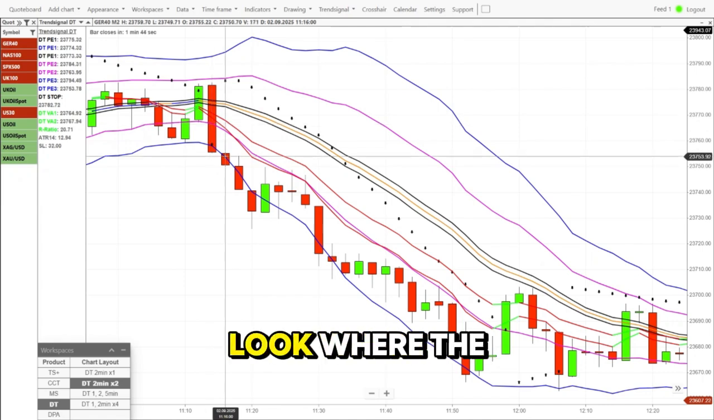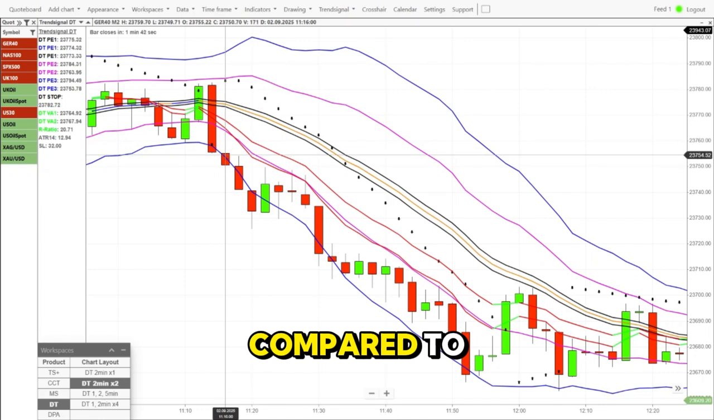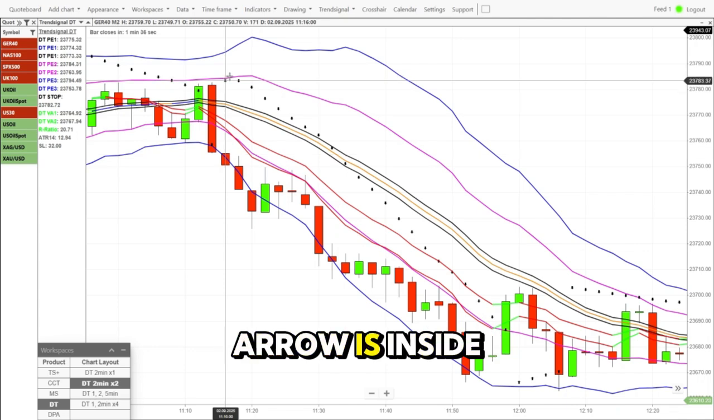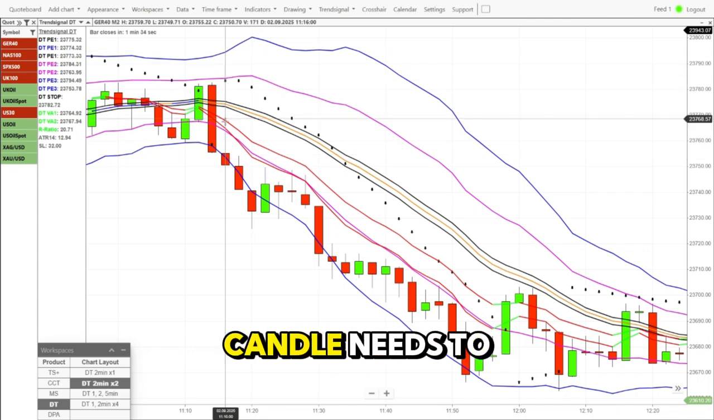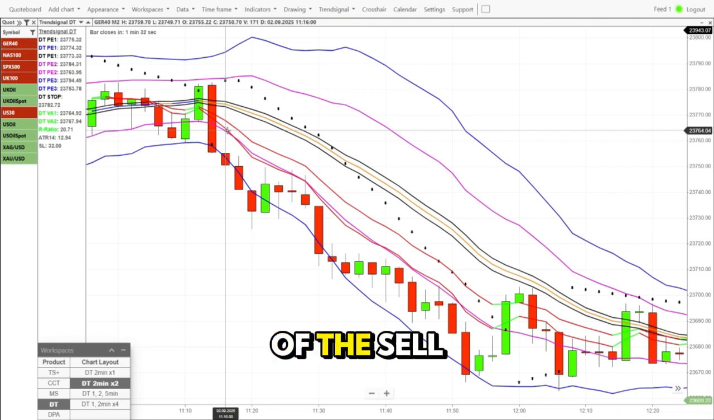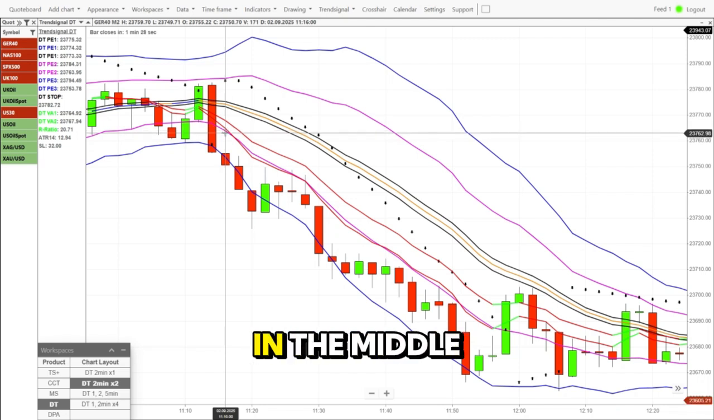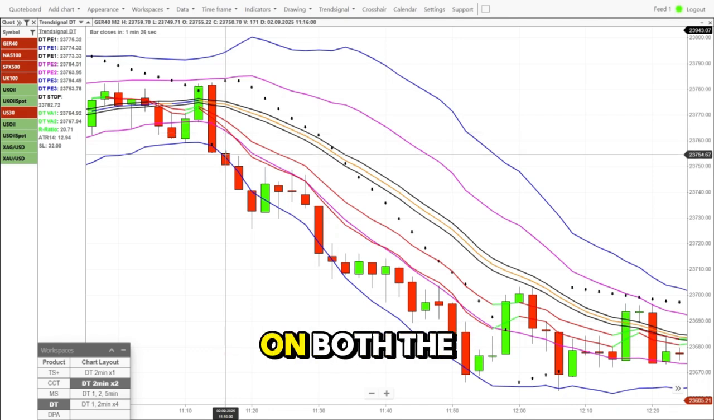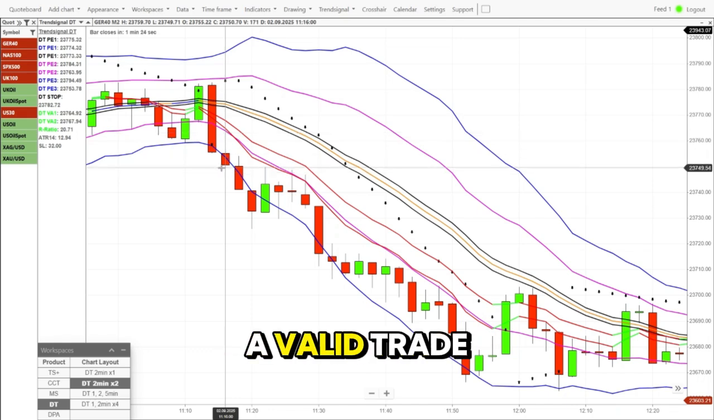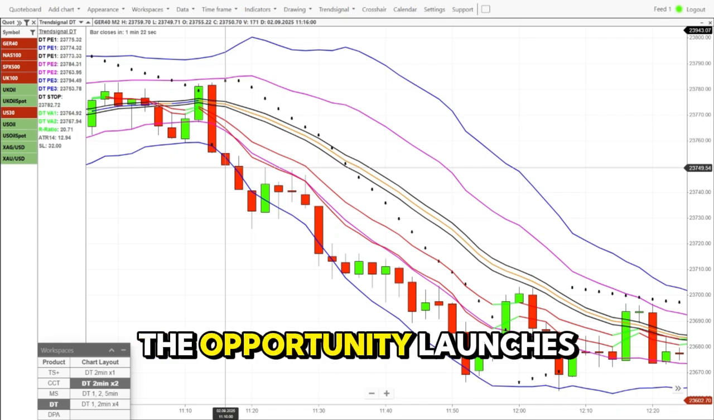Step 3, we need to look at where the candle is compared to the normal trading activity in the market. Because our arrow is inside this blue band, it means our candle needs to be past the midpoint of the sell channel. To put that into plain English, it needs to be lower than the purple band you see in the middle here, which is exactly what we see on both the open and the close. So this is a valid trade from as soon as the opportunity launches.